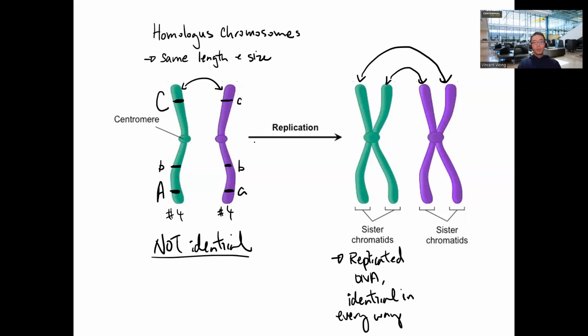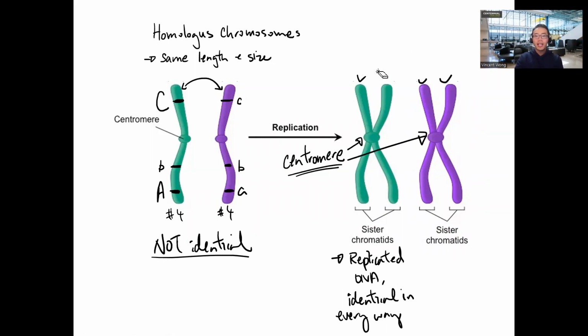So the location where the two sister chromatids are stuck together, we call that the centromere. Centromere. So there's another centromere here. Another centromere there. Now, this next part is a little bit confusing for many people. It was confusing for me as well when I was learning it.